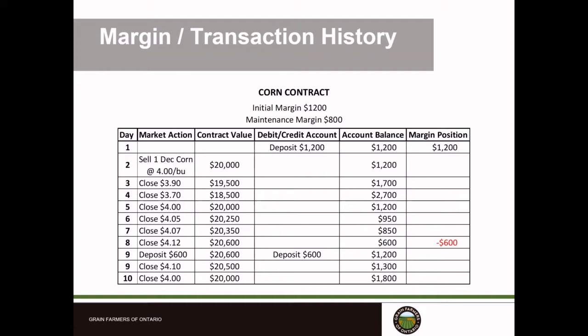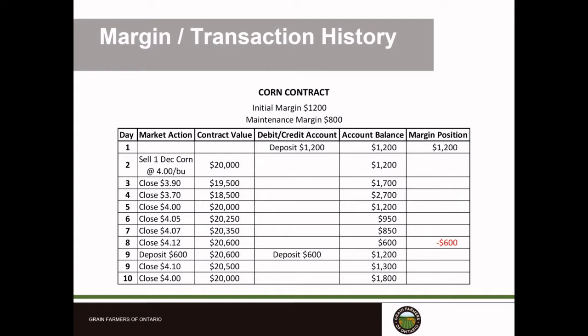Good? All right. Next day, wow, 412. So the corn's still going in the wrong direction, at least for a speculator. So now he's down $600. So to buy back that contract today is $20,600. I get a margin call. Why? Because you see there, it says margin position is less 600.